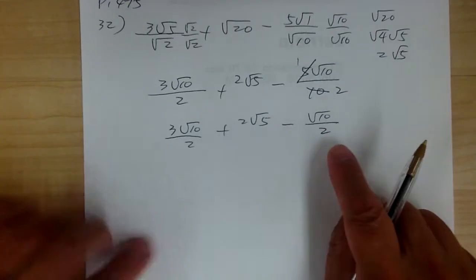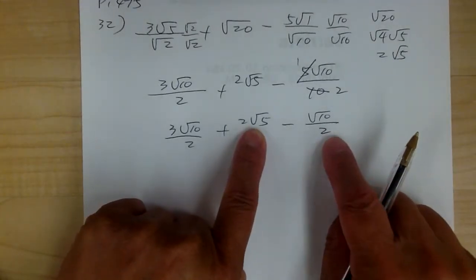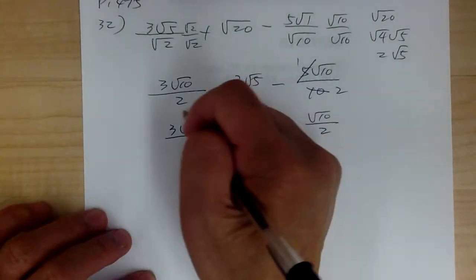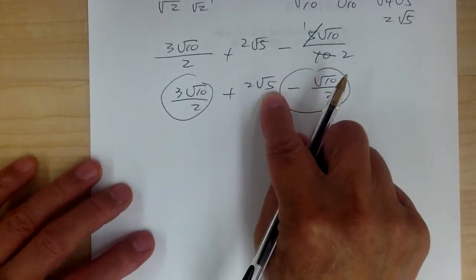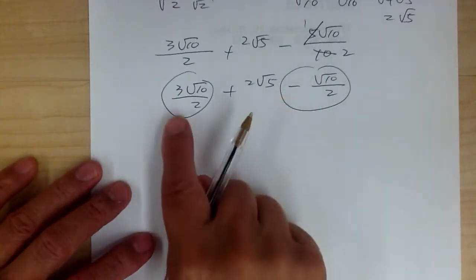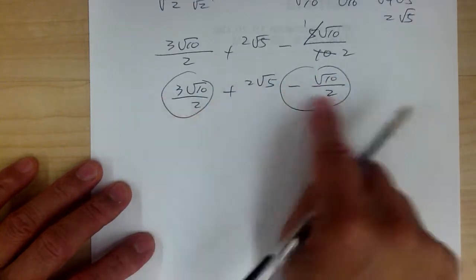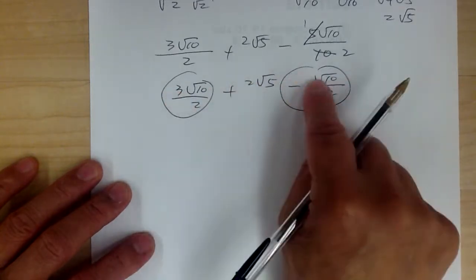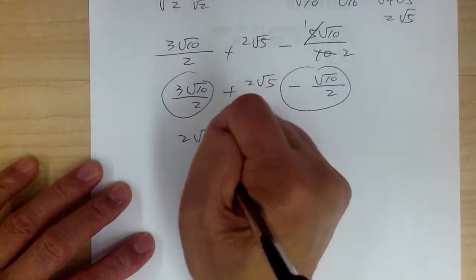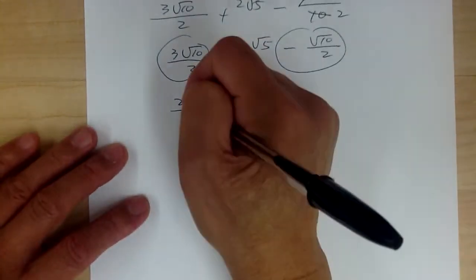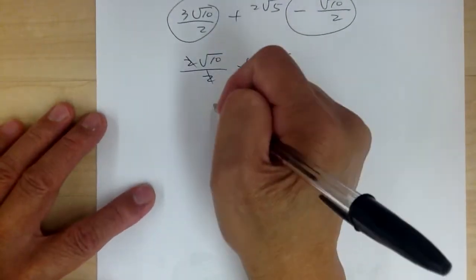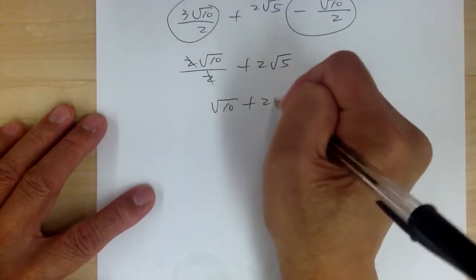Okay, now notice this is different from the others. So the only one you can combine would be this 2 over here. This one has a different radicand, so you cannot do anything. So 3 minus 1, this already has a common denominator. So 3 minus 1 will give you 2, so it will be 2 square root of 10 over 2 plus 2 square root of 5. And then the 2 cancels out, so your answer would be square root of 10 plus 2 square root of 5.